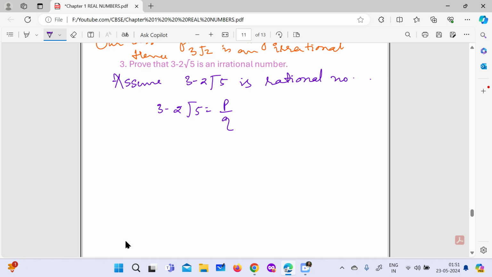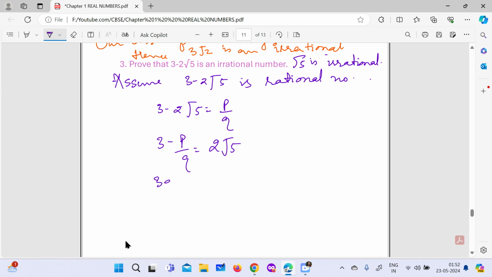We just take this to the other side and you can have 3 minus p over q, which is 2 root 5. It might be given in the question that root 5 is an irrational number, or if it is not given, you can say that this is the fact that root 5 is an irrational number. So we already know that this root 5 is irrational.